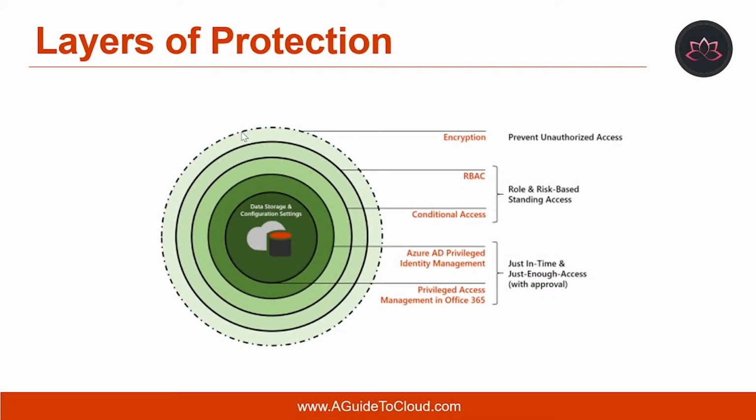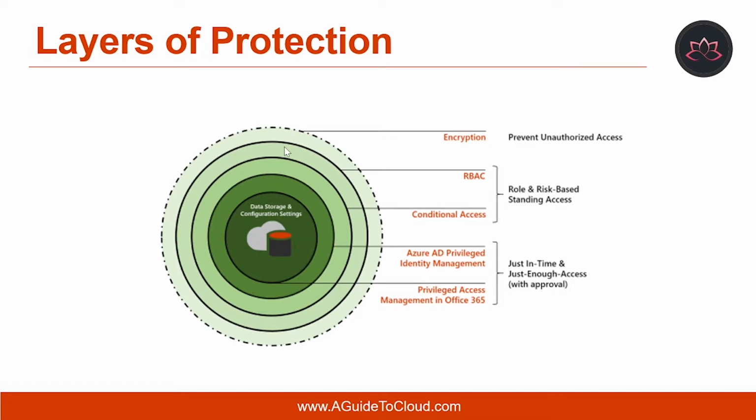Let's start with understanding layers of protection. Privileged access management complements other data and access feature protection within the Office 365 security architecture. By enabling privileged access management as part of an integrated approach to security and protecting your organization, a layered security model can be used to maximize protection of sensitive information and Office 365 configuration settings.